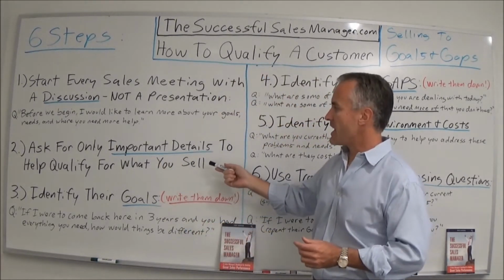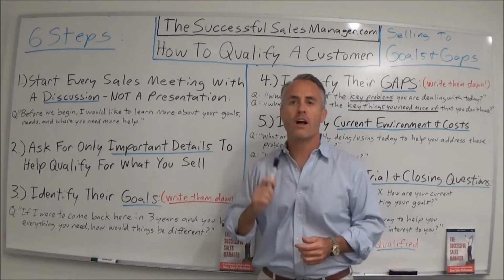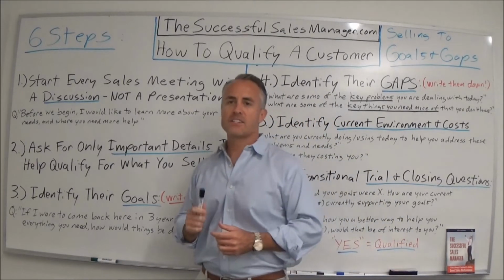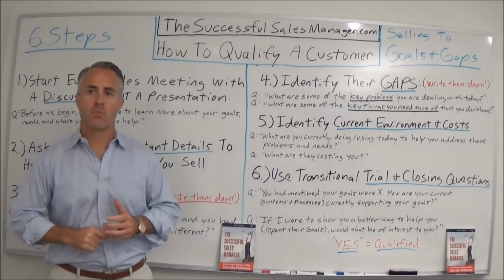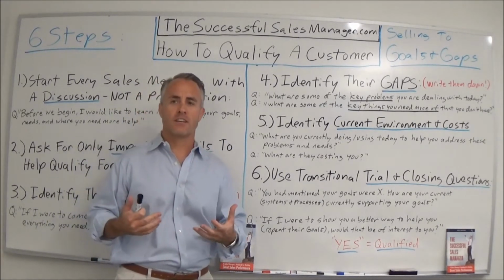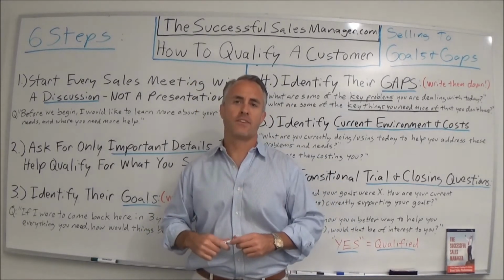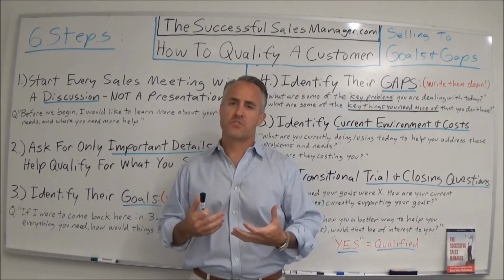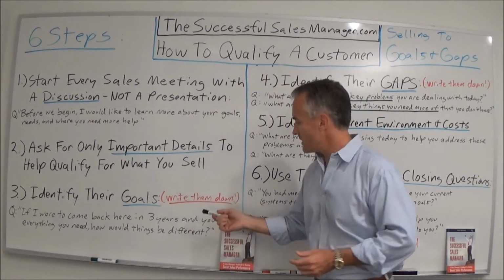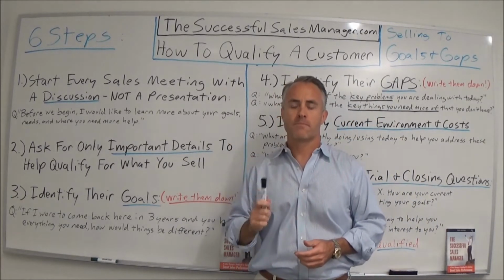The second step is to ask for only important details that will help you qualify the things that you are trying to sell to your clients. So ask some important details about their business, what they're selling, things that are pertinent to your business, such as who are your customers? Where do you sell to today, geographically, online, things of that nature? How are buying decisions made within your company and who makes them? Questions such as those.